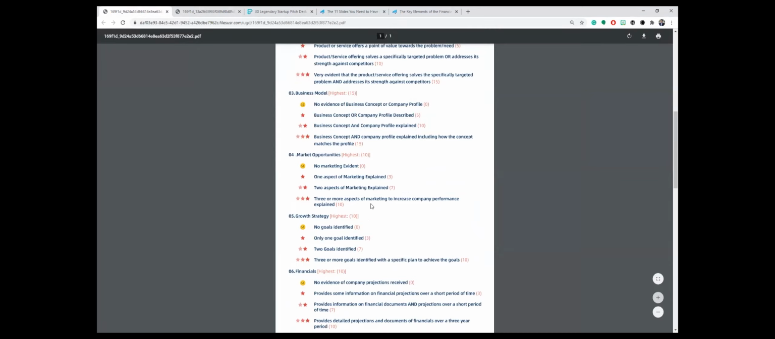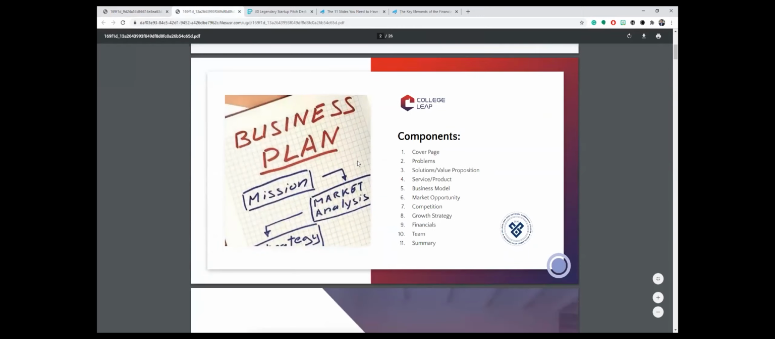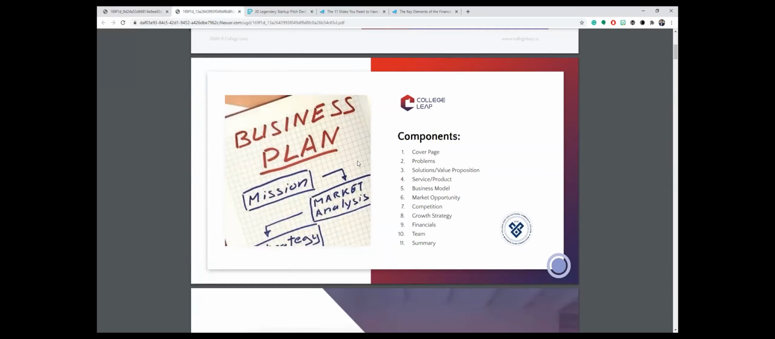However, I do feel as if the rubric doesn't give a proper example explaining what exactly you should put on there and how you should highlight it in your presentations. So I'm going to go over a couple of example presentations that you guys should have on there as well. So for the business plan template and pitch deck, there's a couple of components that you guys need to know about, and they're all related back to the rubric.